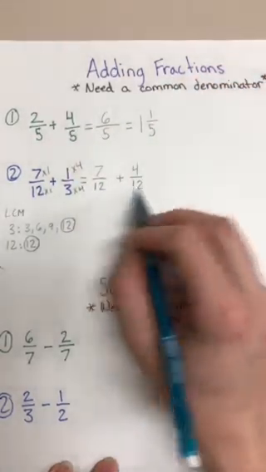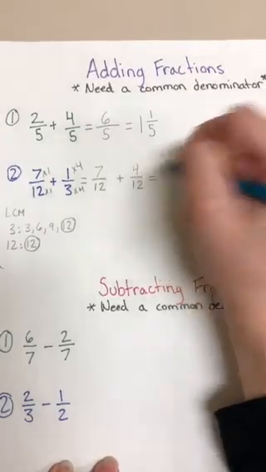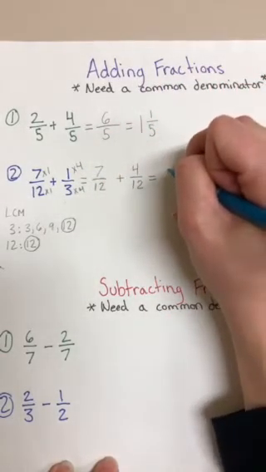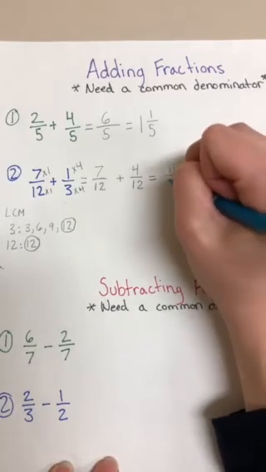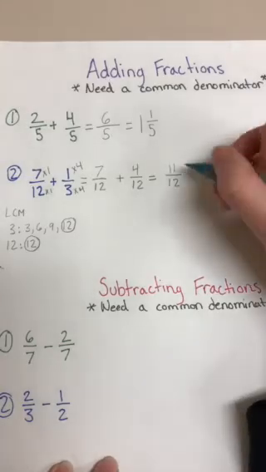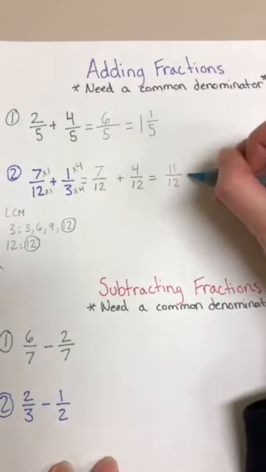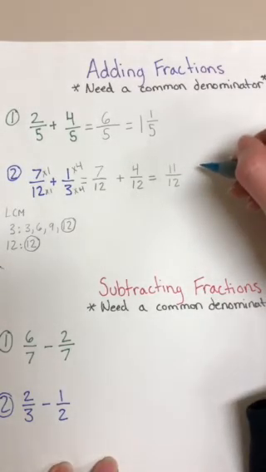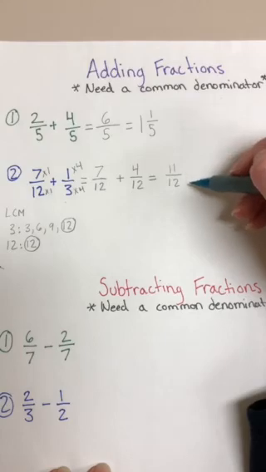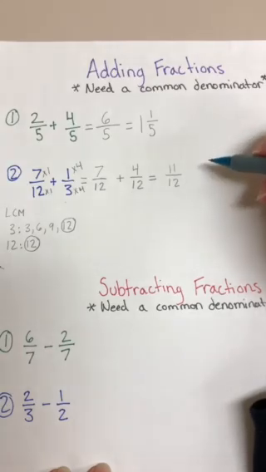So now that I have common denominators, I may go ahead and I may add only the numerators together. And of course, the denominator always stays the same. In this case, when I get my final answer, I need to make sure first off that if it is improper, I must change it to a mixed number and simplify it if needed. In this case, 11/12 is simplified, so I may leave it that way.